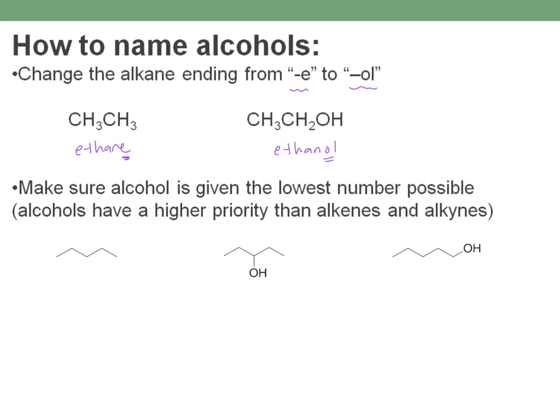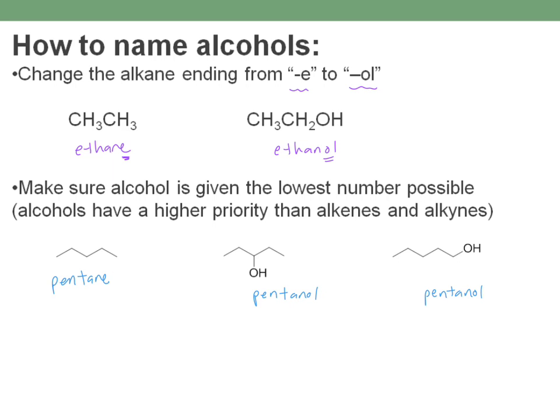Now, alcohols do have a priority, so they're not like alkyl groups or halogens, which have no priority whatsoever. You want to give them the lowest number possible. If I take a look at these three molecules, the first one has 1, 2, 3, 4, 5 carbons, so that's our pentane. The one in the middle is a pentane with an alcohol on it, so I know it's a pentanol. But this one's also a pentanol, because it also has 5 carbons and the OH group.